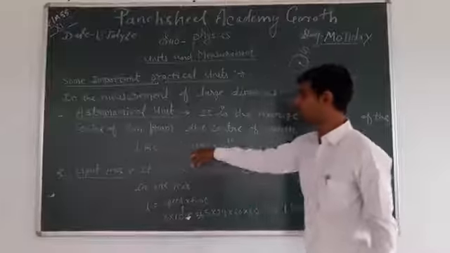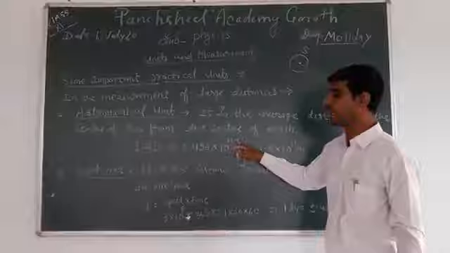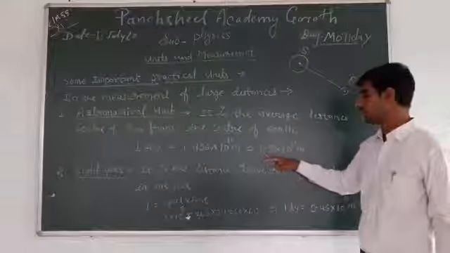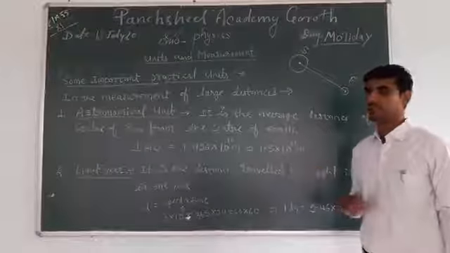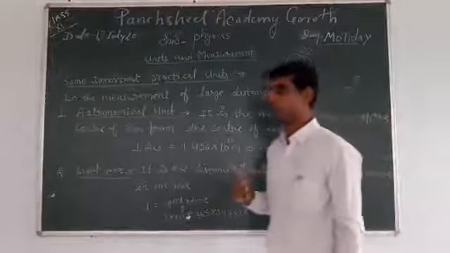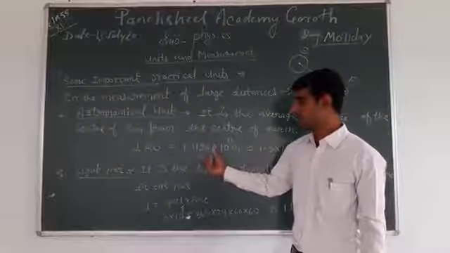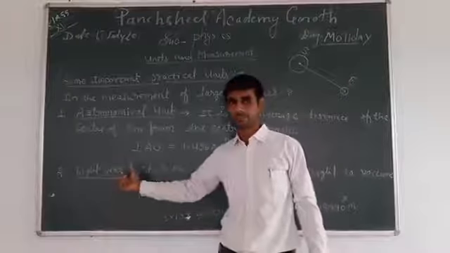to 1.496 × 10¹¹ meter, and approximately 1.5 × 10¹¹ meter. That is the value of 1 astronomical unit. 1 astronomical unit equal to this.